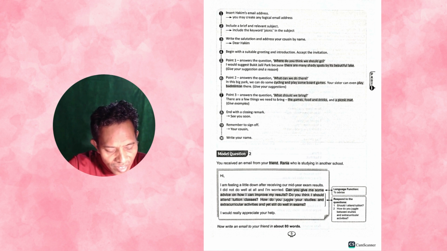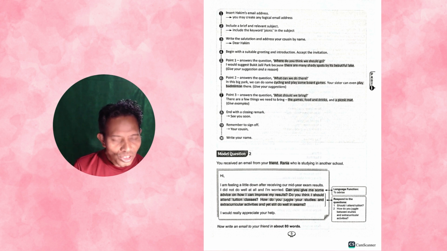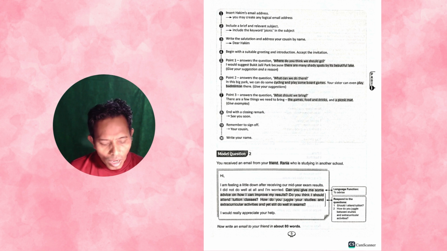Let's look at the notes given. Language function: to advise. Respond to the questions. Number one, should I attend tuition? Number two, how do you juggle between studies and extracurricular activities? Now, write an email to your friend in about 80 words.